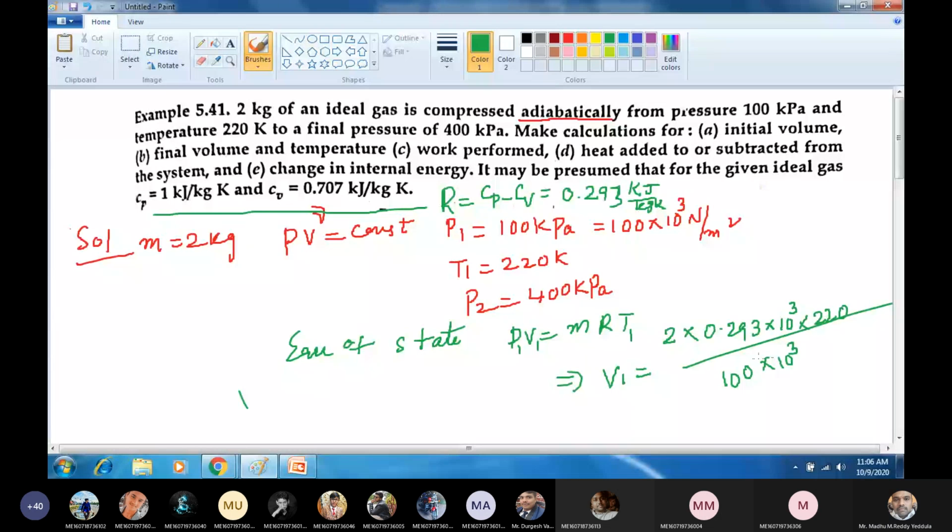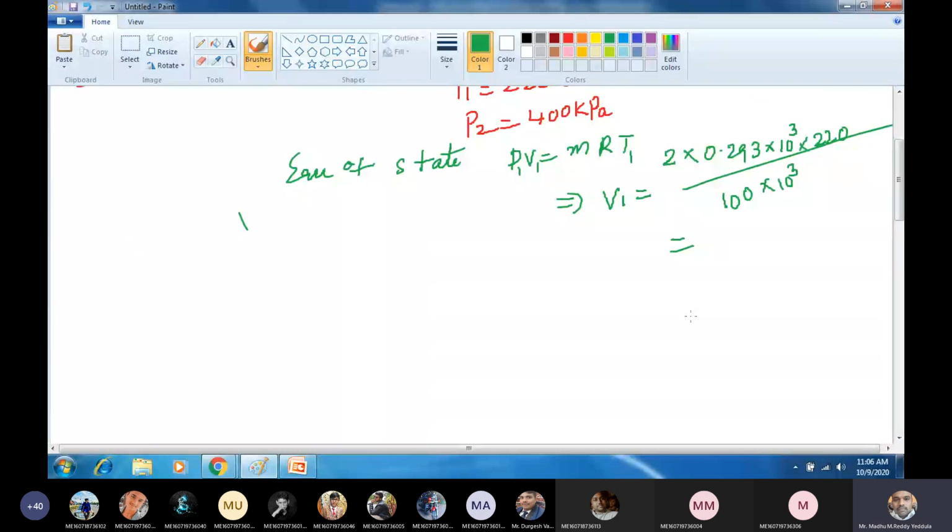What is this value? So you will get 1.29 meter cube. Remember, always the R value should be in joules. Then only you will get meter cube. We got the initial volume as 1.29 meter cube.